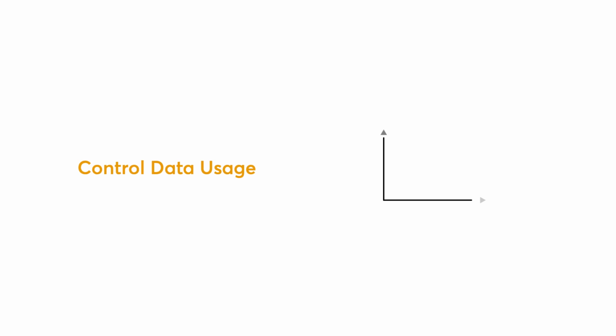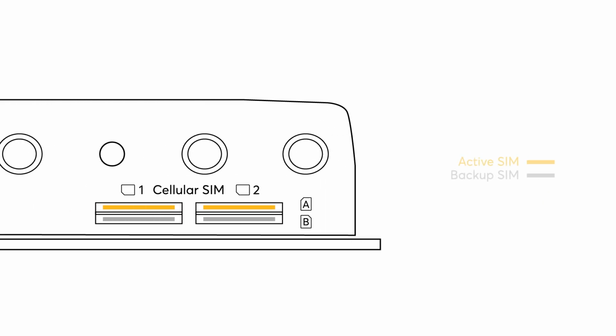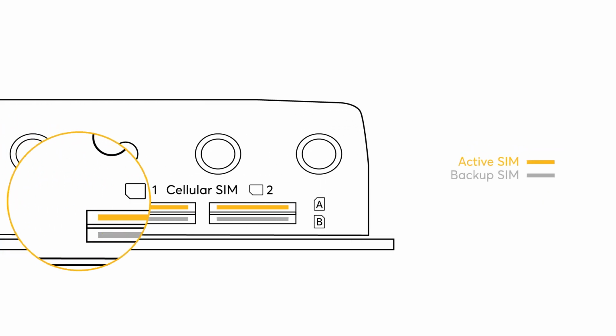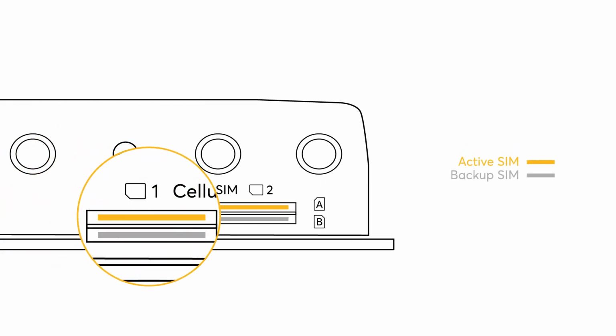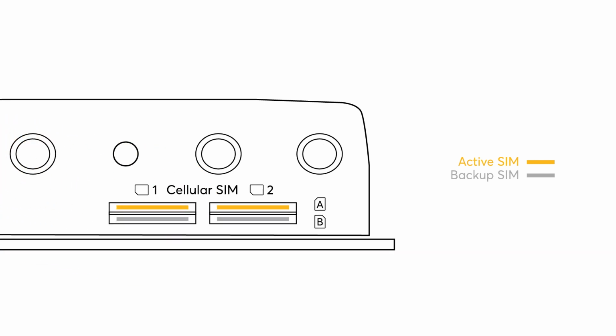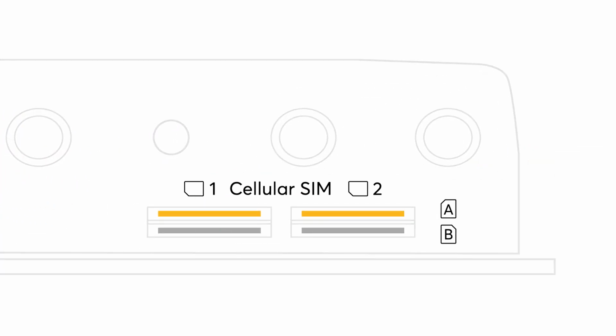Also, this setting can help for limiting data usage, directly helping you save costs. It is important to keep in mind that each cellular module can only have one active SIM card. For this demo, I'll be using two active SIM cards inserted into two separate modules. It is important to note that cellular 1 cannot access the SIM in cellular 2 because they are in separate modules. The same logic applies to cellular 2.